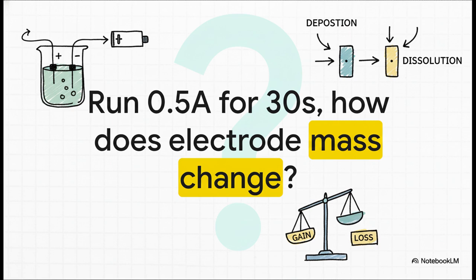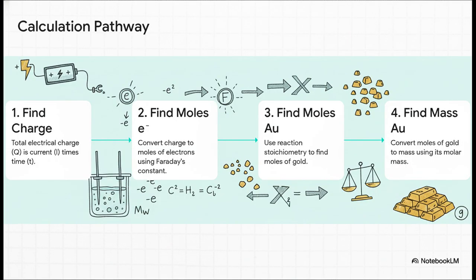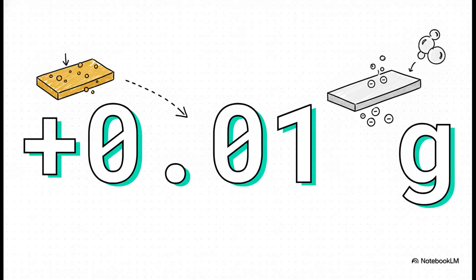Let's find out. We can figure this out with a really clear 4-step roadmap. First, we'll calculate the total amount of charge that moved through the wire. Then, we use a special number called Faraday's constant to convert that charge into a number of moles of electrons. From there, our balanced equation tells us how many moles of gold that corresponds to, and finally, we convert that to grams. And the answer is, the gold cathode gets heavier, specifically by 0.01 grams. That's because those gold ions in the solution are literally plating themselves onto the electrode as solid gold.